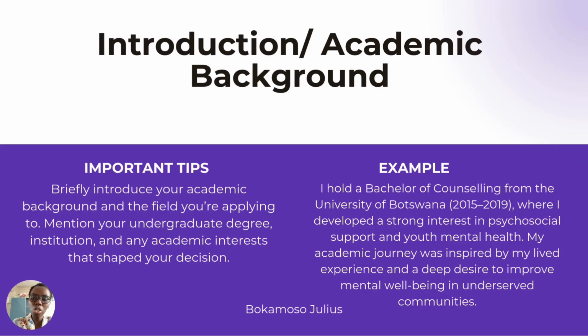If you're applying for PhD and you have your masters, you can mention both your undergraduate degree and your masters, and also how those two degrees relate to each other and how they relate to the new program that you are applying for. Here's an example for you. I hold a Bachelor of Counseling from the University of Botswana, 2015 to 2019, where I developed a strong interest in psychosocial support and youth mental health. My academic journey was inspired by my lived experience and a deep desire to improve mental health well-being in underserved communities. So that is your introduction. You are giving a background, your academic background.